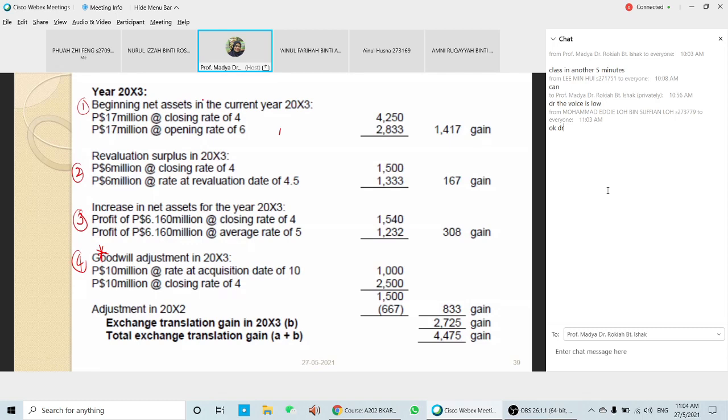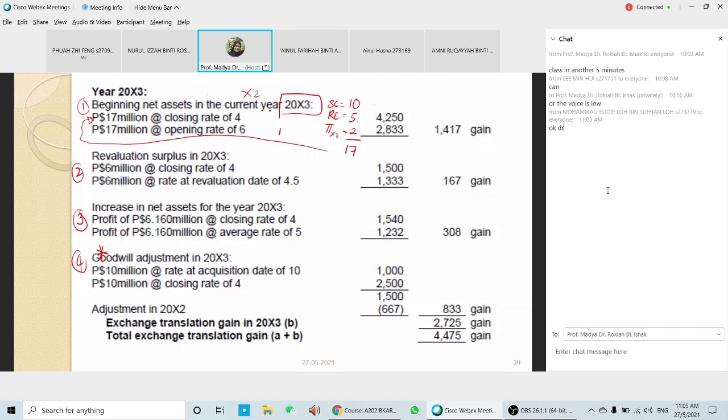Beginning net asset that you have in the year X3 is the asset that you brought from the year X2. So for X2 you have a share capital of 10. Retained profit at the acquisition is 5. And then you will know that there is a profit for X2 which is equal to 2. So altogether you're going to have 17. So 17 beginning net asset: 10 from share capital, 5 from retained earnings, and then another 2 from the current year profit.